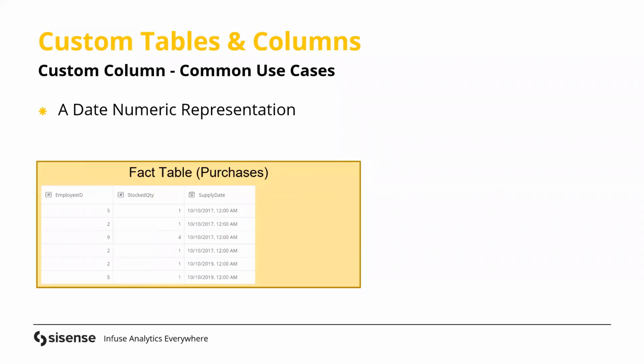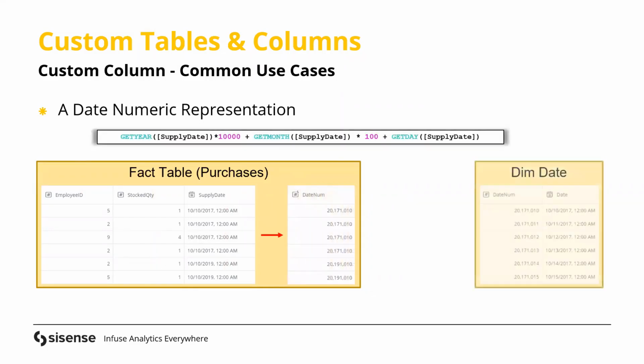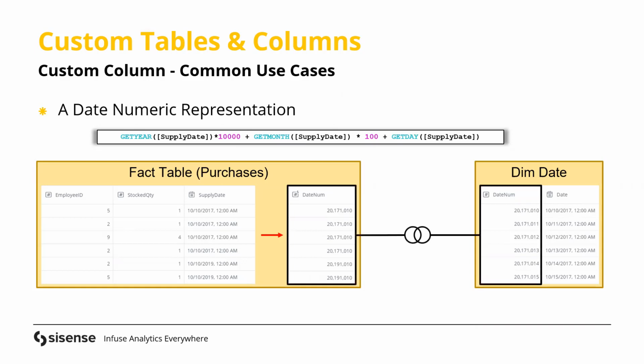A datenum field is a numerical representation of a date. A custom column can help us calculate the datenum based on the date field. This assists us as best practices instruct to connect date fields based on numerical values. Connecting dates this way makes the join operation cheaper in terms of memory and processing power.